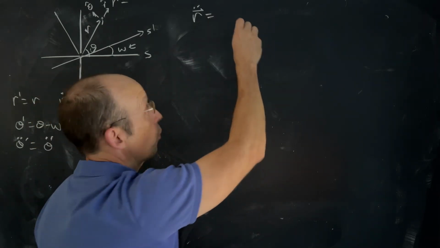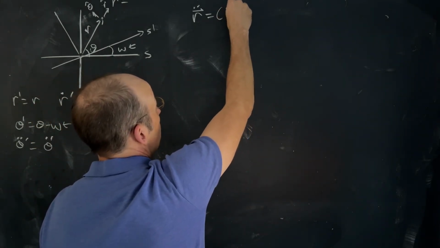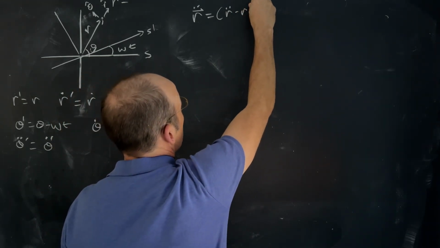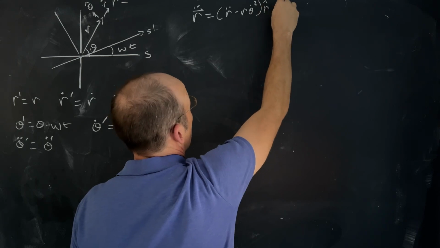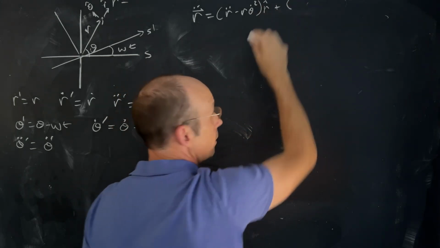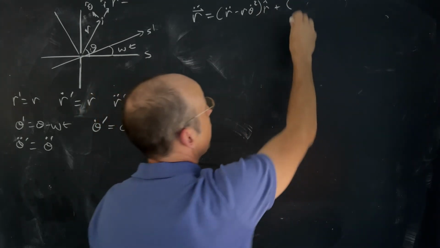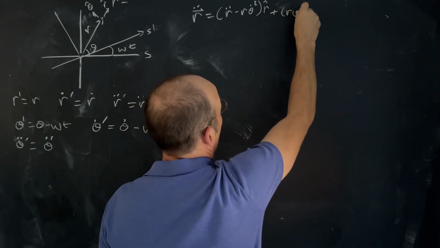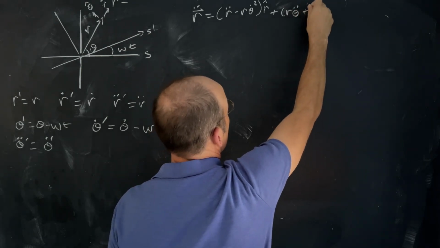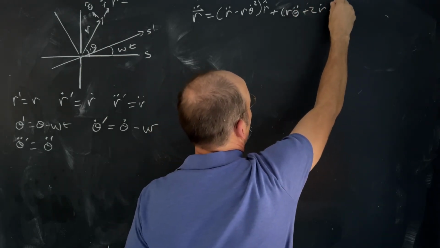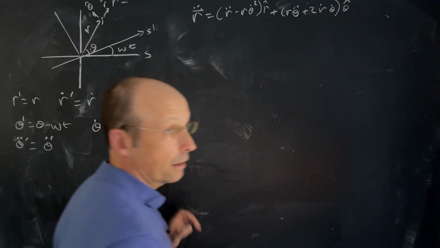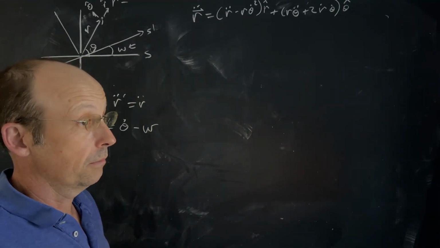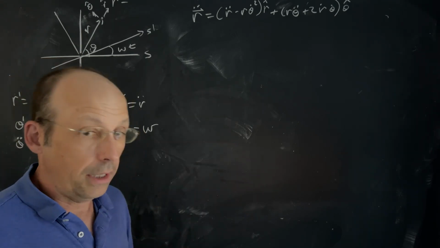Now we're only in polar coordinates right now. I get r double dot minus r theta dot squared, r hat, plus r theta double dot plus 2 r dot theta dot, theta hat. That's my acceleration in polar coordinates. Again, there's a video on that.